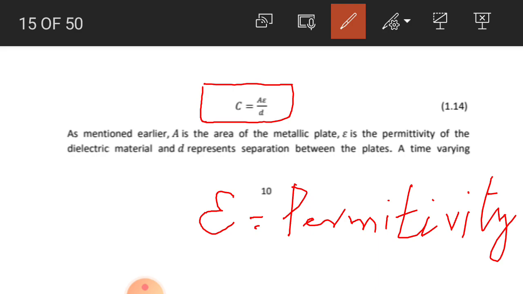So if you want to increase the capacitance of a capacitor, you can do so by varying these 3 parameters. You can increase the area of the metallic plate. You can increase the permittivity of the dielectric material between the two plates, or you can decrease the separation between the two plates of the capacitor.